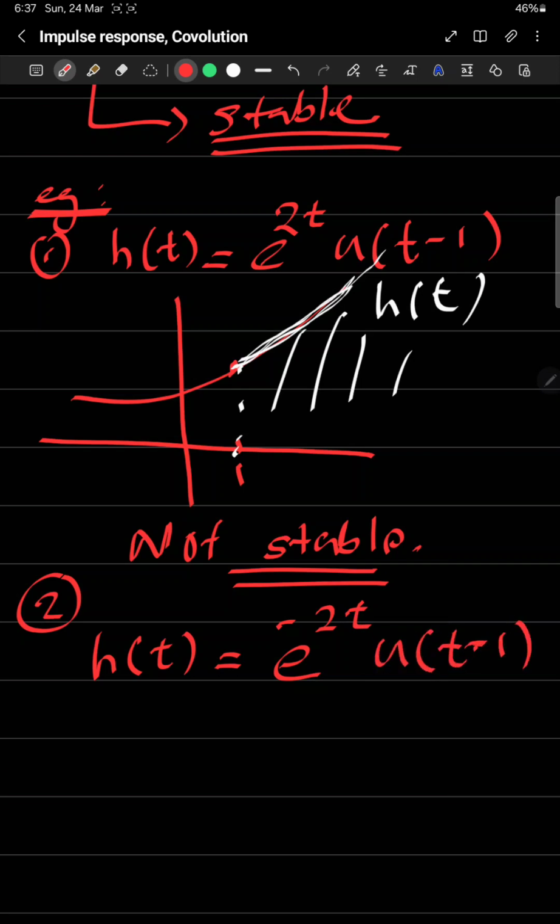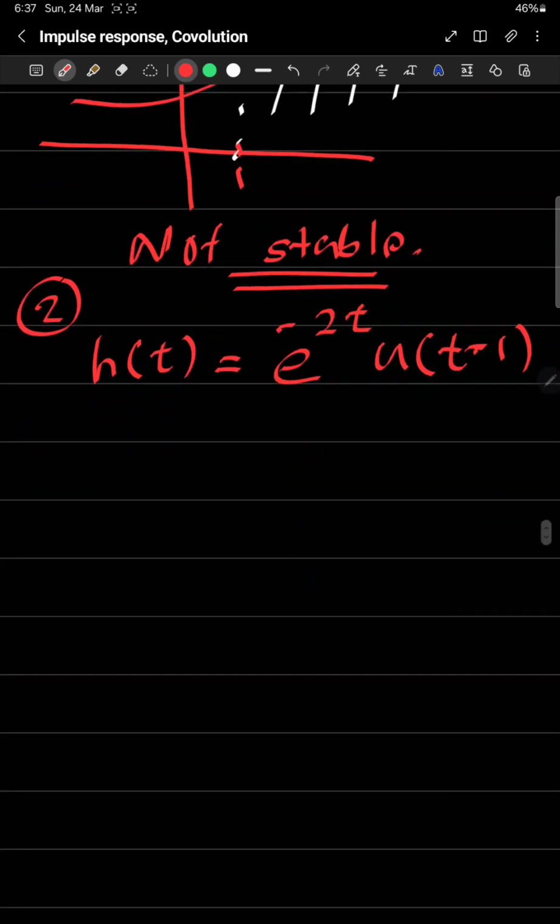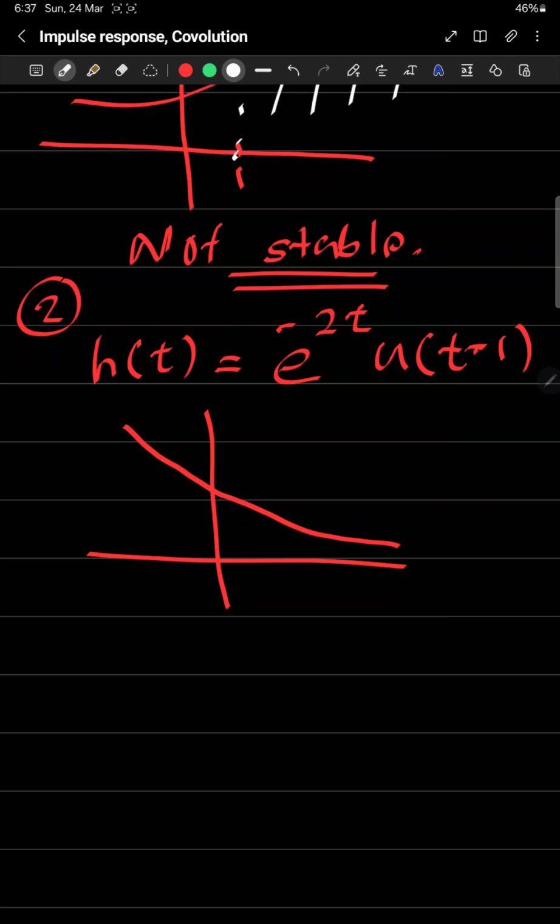So we know that e raised to minus 2t, the graph will be a decreasing exponential. So e raised to minus 2t graph will be like this. And when you look at e raised to minus 2t into u of t minus 1, so this is 0.1. So your graph will be like this white colored region, right? So this will be e raised to minus 2t into u of t minus 1.